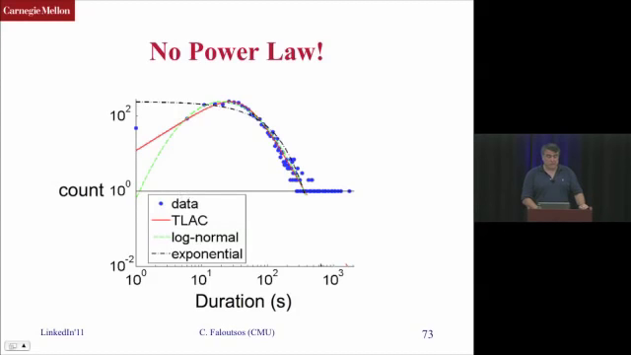It looks like a parabola with some deviations at the beginning. The blue dots are the data. The black dashed line is the exponential. We didn't expect exponential, since Poisson is completely discredited, but we plot it anyway just to show that it doesn't hold. Log normal is the green line, which fits this part but not the rest. The TLAC distribution, which we'll describe next, is based on the log logistic distribution, which seems to match much better than the other distributions.